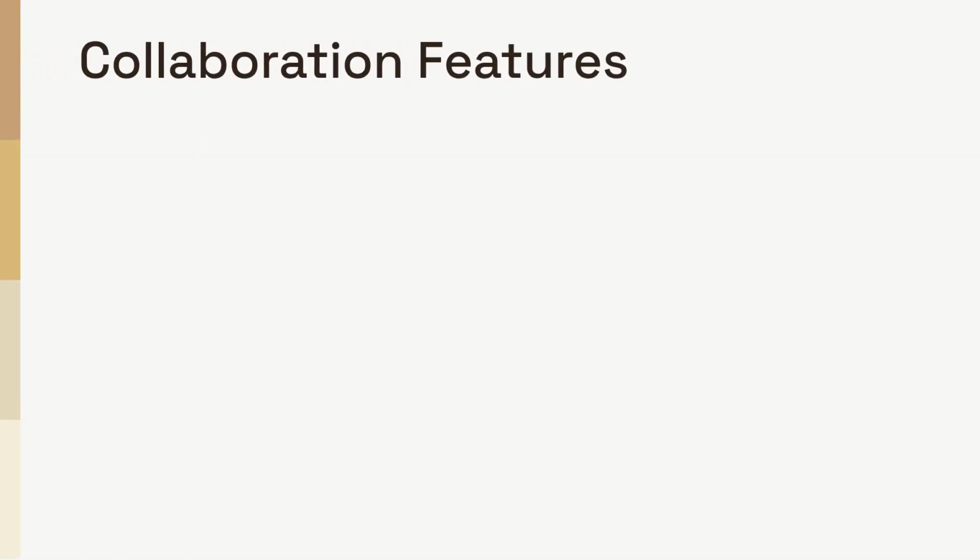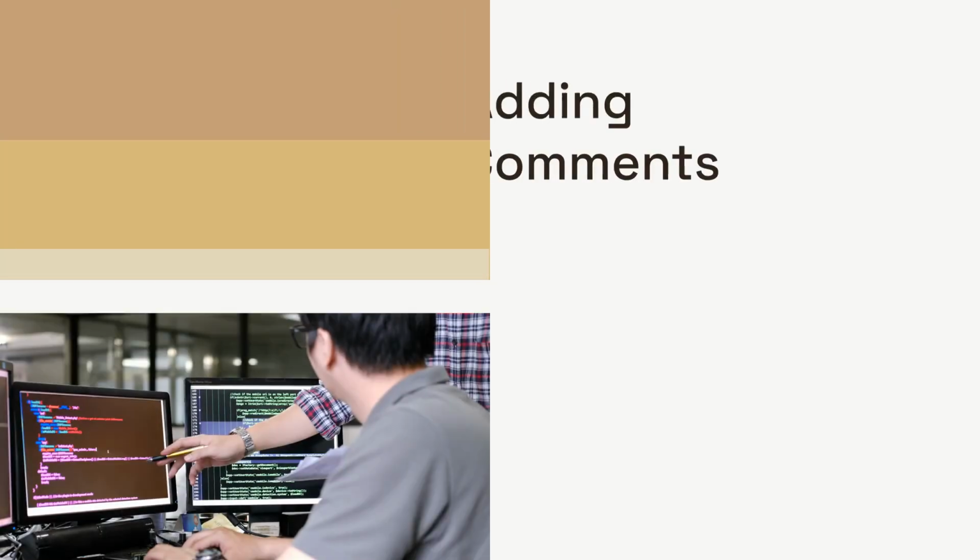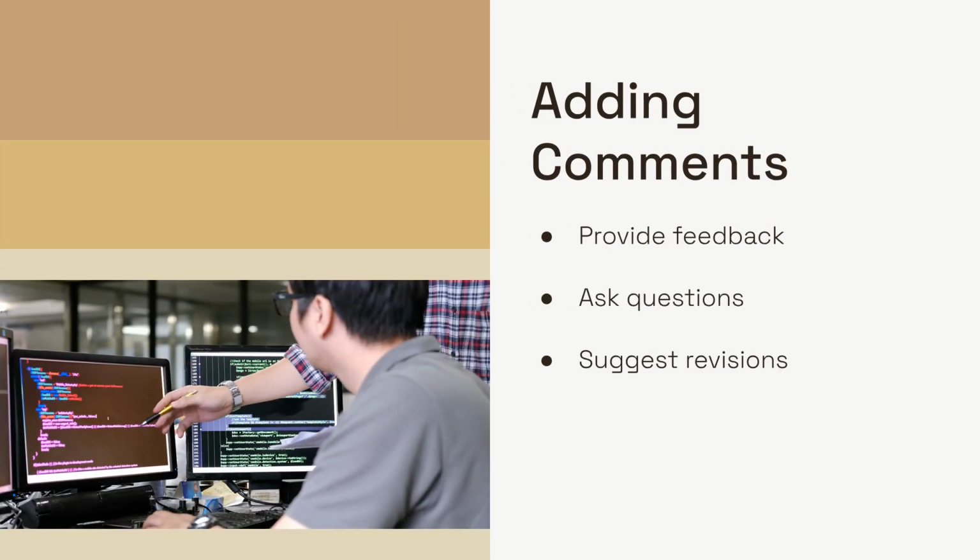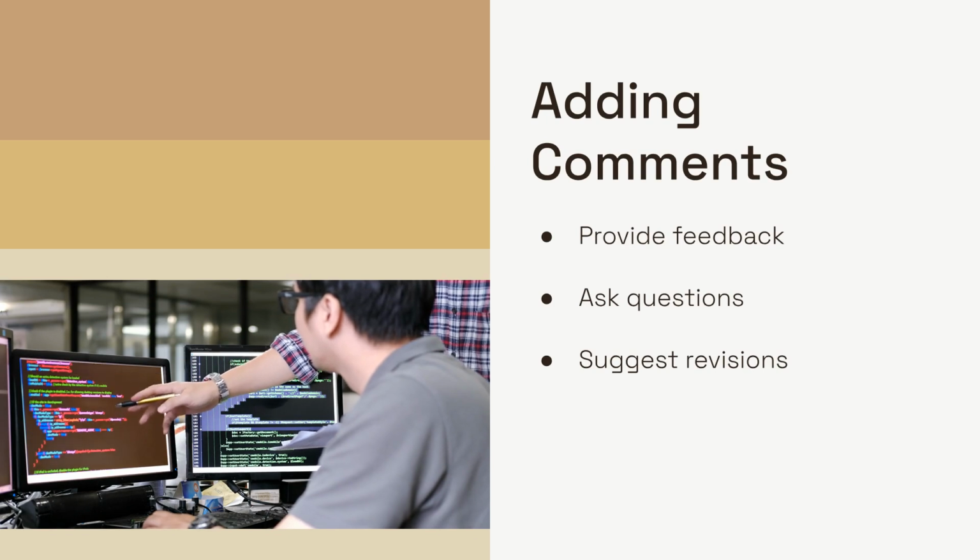Word is great for teamwork. Here's how to use its collaboration features effectively. Track changes is a must for editing and reviewing documents collaboratively, allowing everyone to see the modifications made. Adding and managing comments helps facilitate targeted feedback and discussion directly within the document.